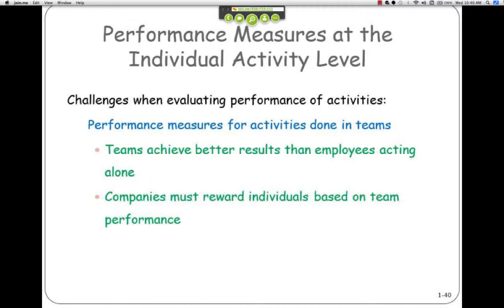But generally speaking, companies are looking to get better results from teams than individuals can perform. And so your performance measurement needs to incent teamwork, proper team activities. Ultimately, you have to reward individuals, though. And so you need to have a way to base it on teamwork, potentially, and also on individual results. That's what we do in this class.